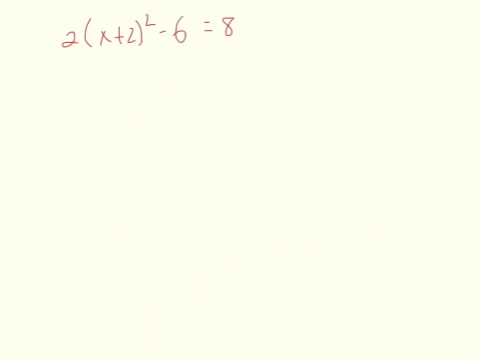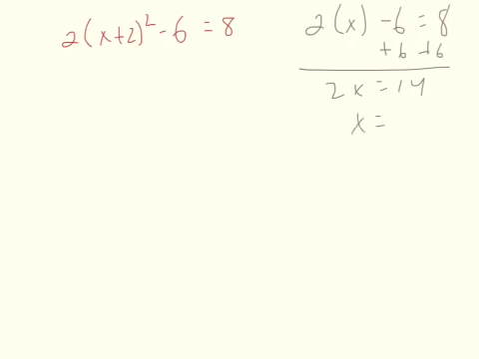Onward and upward. Here we have a couple of steps to isolate the squared term. First thing I see here is that minus 6 on the end. So what am I going to do? Again, just think about this as if it were 2x minus 6 equals 8. What would you have done? You would have added 6, 2x equals 14, and then you would have divided by 2, and what do you got? X equals 7. The quadratic is no different.